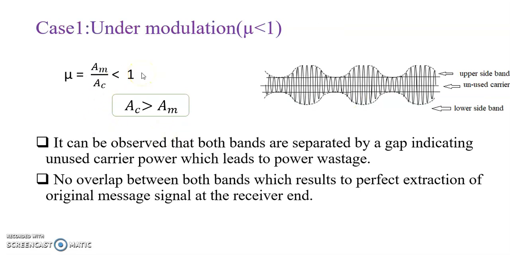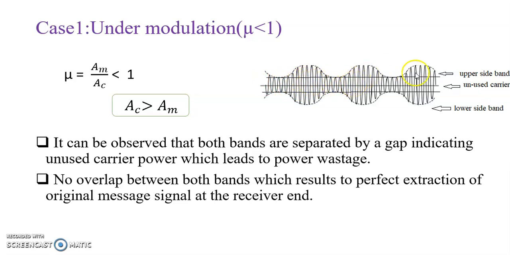Different conditions for modulation index. First case, mu lesser than 1. Considering mu is lesser than 1, therefore mu is equal to AM by AC, that is lesser than 1. So therefore, while rearranging, we will get AC is greater than AM, means that carrier amplitude is higher than the message signal amplitude. In this case, we will get the amplitude modulated signal like this. Here you can see upper sideband and lower sideband are separated by some gap. This gap is nothing but unused portion of the carrier, means that there is no message signal present in this portion.